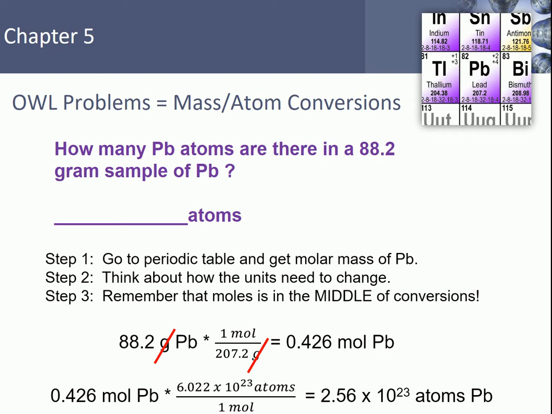So for 0.426 moles of lead, I can divide by 1 mole, and the moles are now going to cancel out, but multiply then by Avogadro's number to get 2.56 times 10 to the 23rd atoms of lead. And that's my answer that the problem was seeking.